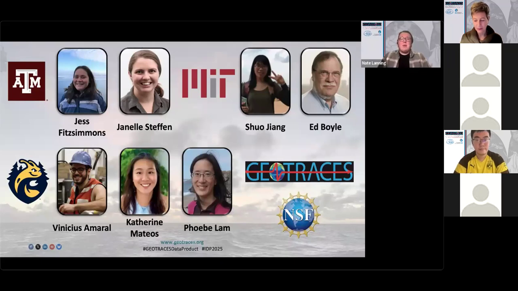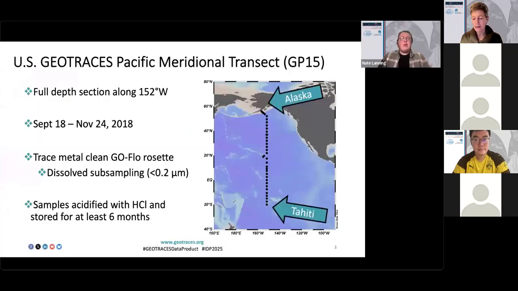As I mentioned, this was some of my work from my PhD, which looked at the U.S. GeoTraces Pacific Meridional Transect, or GP15. This was a full depth section along the 152 West meridian, which ran from the Alaskan coast all the way south to Tahiti. This cruise was from September 18th to November 24th in 2018, which was a low dust season.